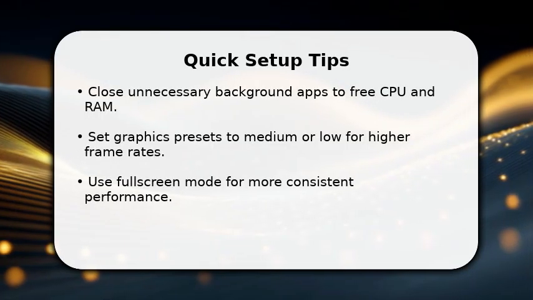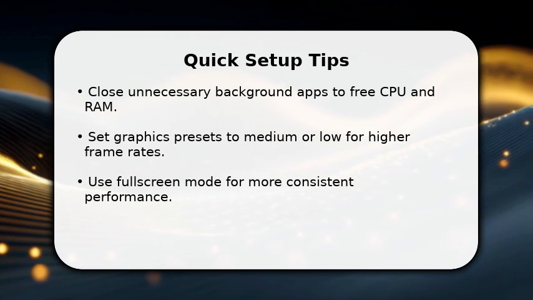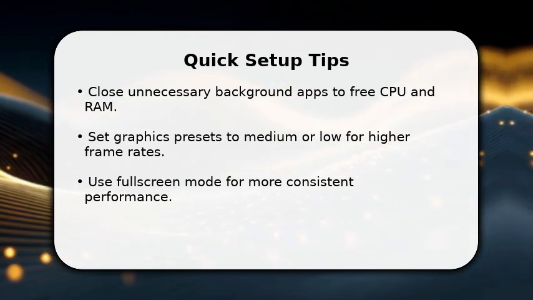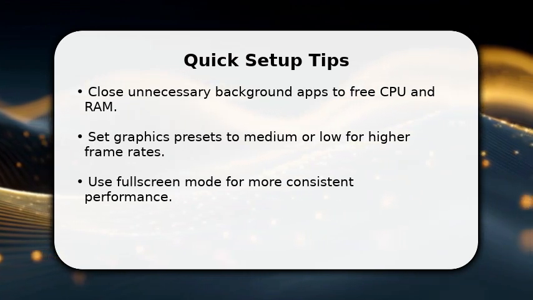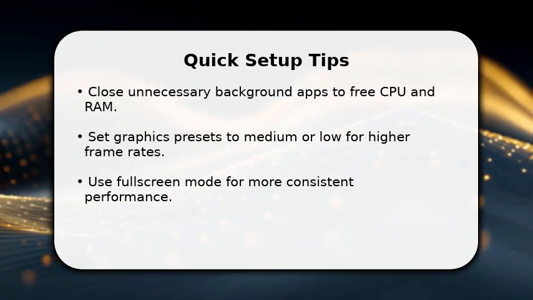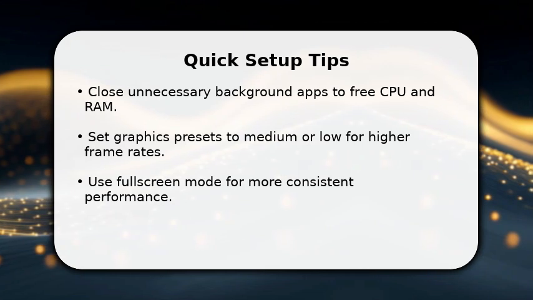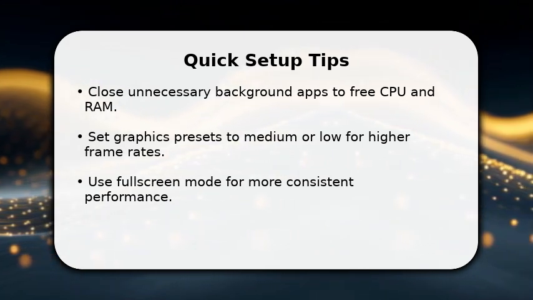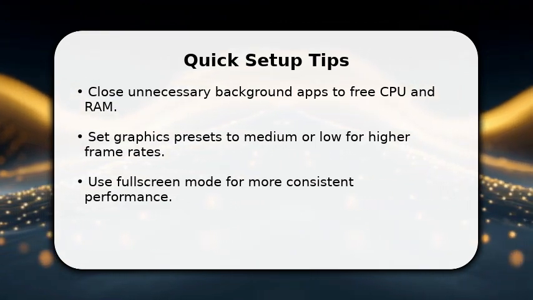In this video, I will show how to make American Truck Simulator run smoother. Close background apps and lower graphics presets to improve frame rate. Start by quitting web browsers, streaming apps, and overlays before launching the game. Then choose medium graphics, disable shadow and reflection details, and set texture streaming to balanced. These simple adjustments reduce stuttering and load times while keeping visuals pleasant for long drives.